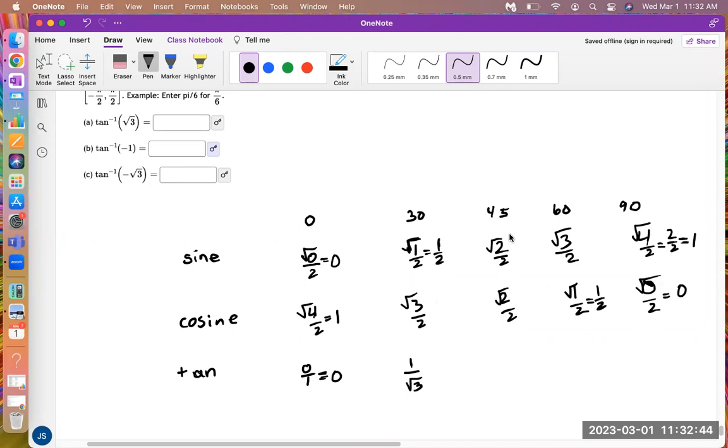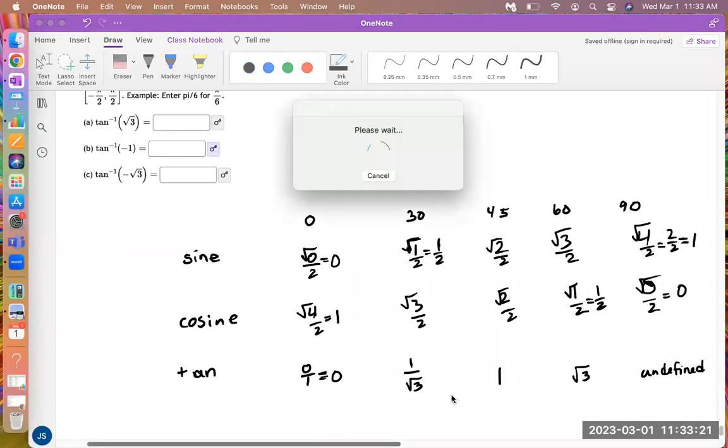Tangent of 45 degrees is square root 2 over 2 divided by square root 2 over 2, which simplifies to 1. Tangent of 60 degrees is square root 3 over 2 divided by 1/2, but the 2's cancel, so you have square root 3 over 1, which is square root 3. And tangent of 90 degrees is 1 divided by 0, which is undefined. So there you go. This is the chart that you really want. They would expect you to have this memorized.